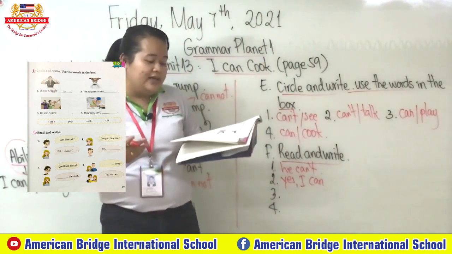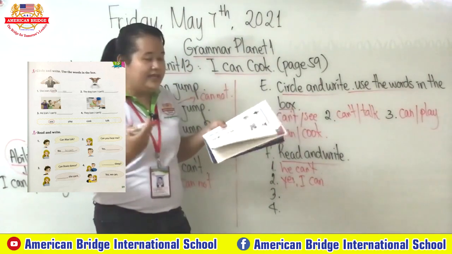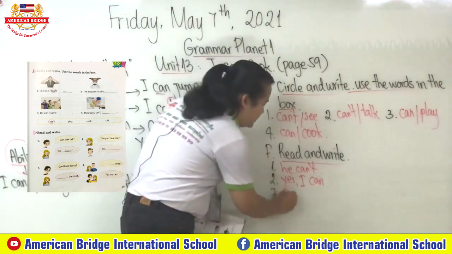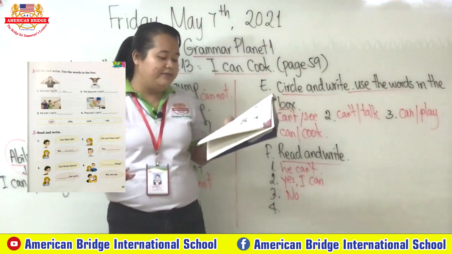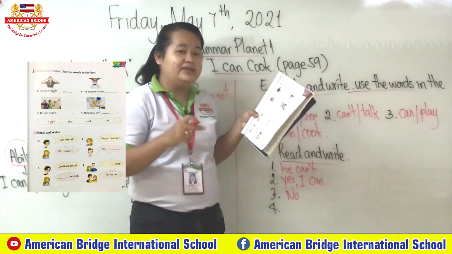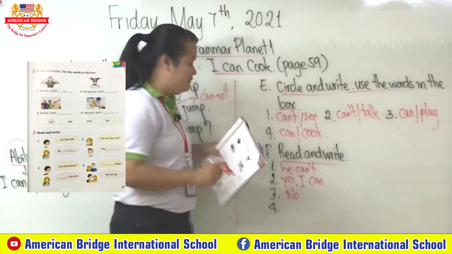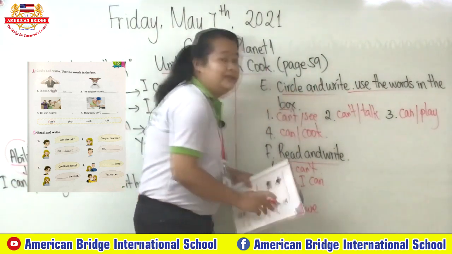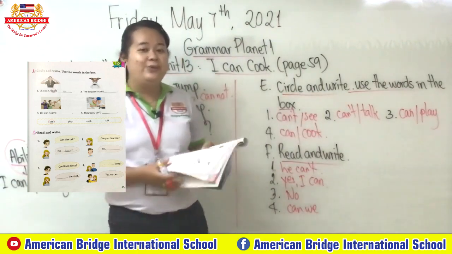Number 3, can Rolly dance? So the girl said that she can't. So the first one we need to complete is what? Good, we need to complete no, right? Okay, no, she can't. And number 4, we have the word sleep here, and then a question mark. So that sentence is question form, right? So we need to put can in front, right? So, can we sleep? So the answer is yes, we can.